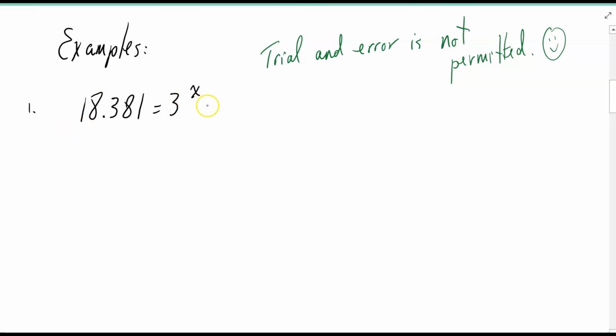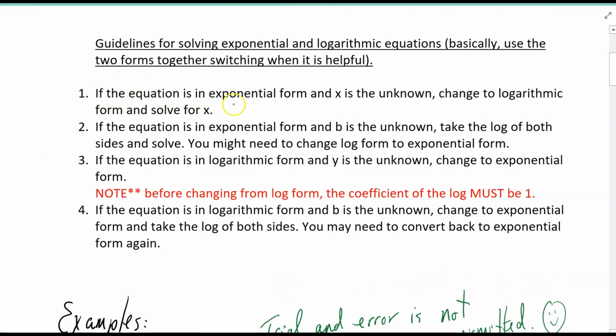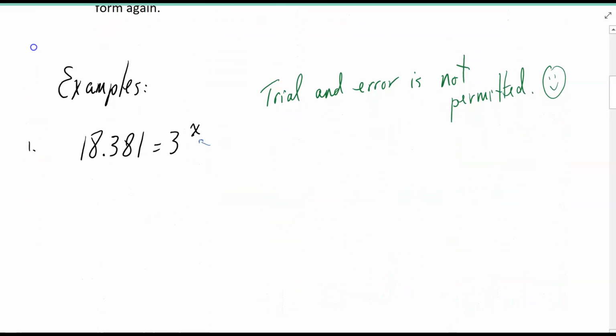So notice what we have. We have an unknown in the exponent. What we have is an exponential form. We have a base raised to an unknown value equaling a number. This is the exponential form. So we have an equation in exponential form where the unknown is in the exponent. That's number one. The equation is in exponential form and the unknown x is in the exponent. We need to change to logarithmic form and solve for x.